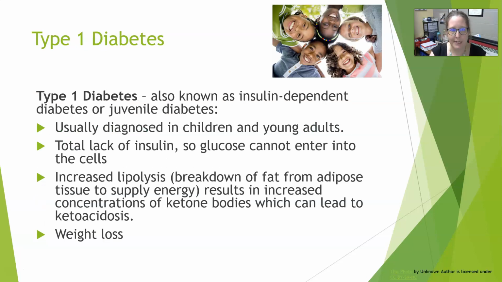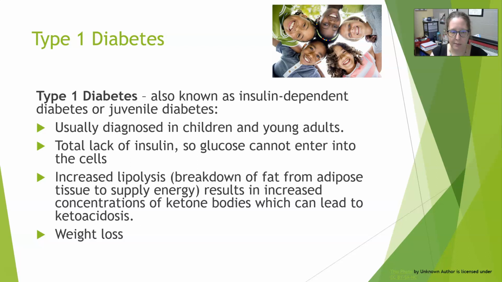Let's start with type 1 diabetes. It is also known as insulin-dependent diabetes or juvenile diabetes because it is usually diagnosed in children and young adults. There is a total lack of insulin, so that is why it is insulin-dependent. These people need to have insulin to be able to live, and so glucose cannot enter into the cells without that insulin. It has to be supplied externally because patients that have type 1 diabetes have stopped producing insulin. This is usually due to the destruction of the beta cells in the pancreas that produce insulin.